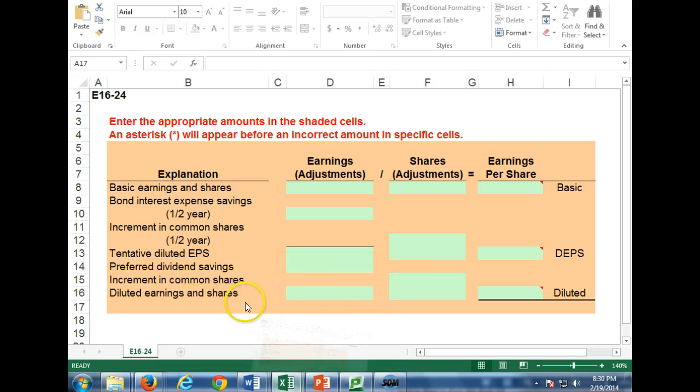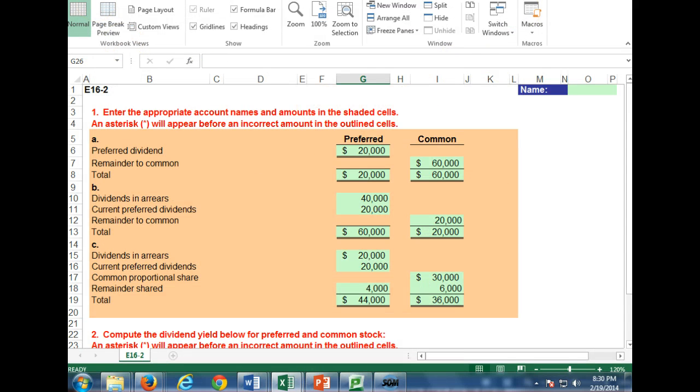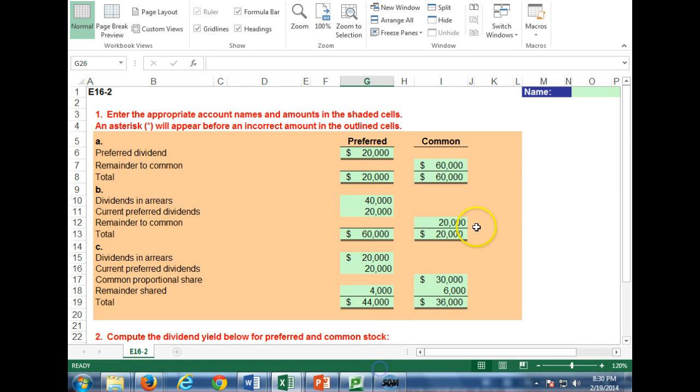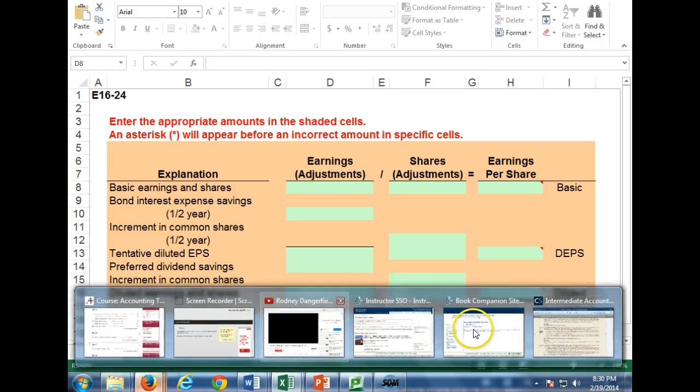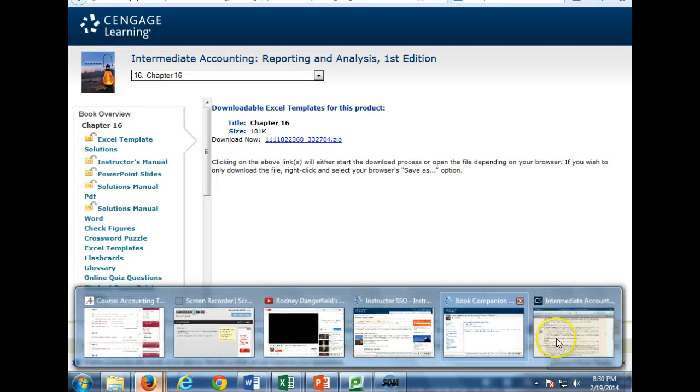What is it, guys? 54,000 plus, here, let me, minus what were the preferred dividends? How many dollars' worth? Let's go back and read it. What does it tell us?